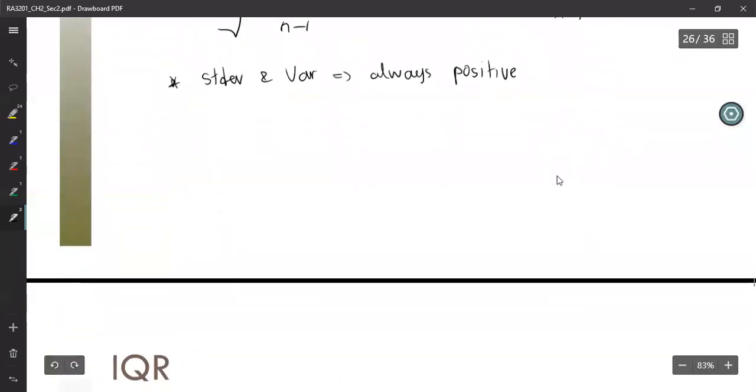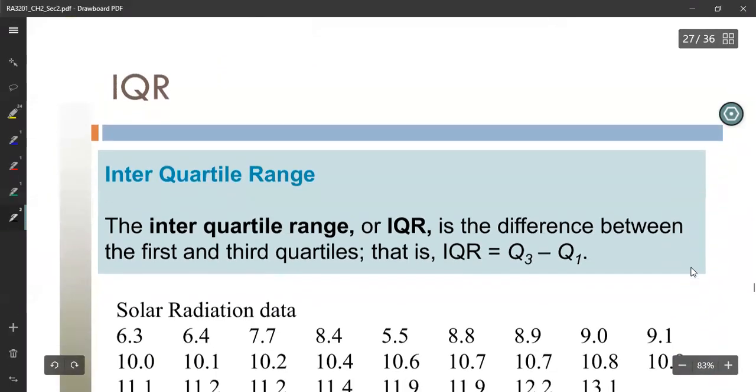Right. So we talked about the range, standard deviation, and its square, the variance. The last one is the interquartile range. You already know the quartiles. The interquartile range, or IQR, is the difference between Q3 and Q1, which is very similar to the range. The range is the maximum minus the minimum. Similar to that, IQR is the difference between the third quartile and the first quartile.